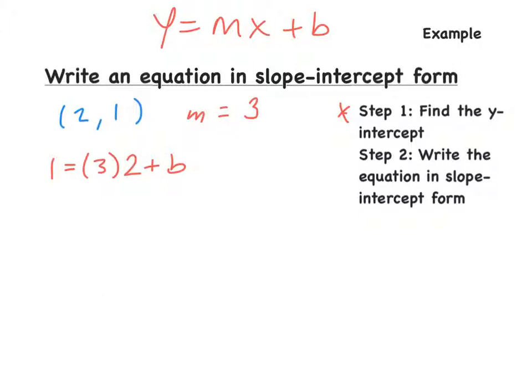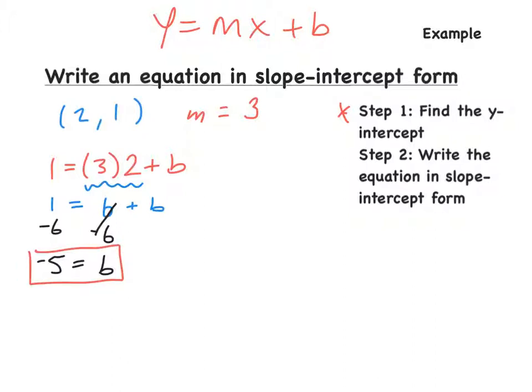So now 3 times 2 is equal to 6. So it'll be 6 plus b. Now we just need to get b by itself. So you would have to subtract 6 from both sides. All we have left on the right side is b, and 1 minus 6 is equal to -5. So now we have our y-intercept. Our y-intercept is -5.